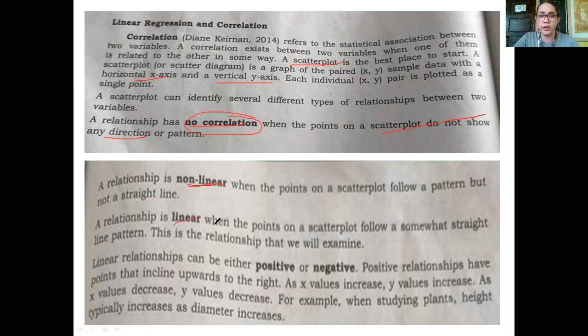And a relationship is linear when the points on the scatter plot follow a somewhat straight line pattern. I will show you the illustration of these later. So this is the relationship that we will examine, the linear. Linear relationships can be either positive or negative. It depends upon the situation or the given set of data that you have under correlation. As x values decrease, y values decrease. As x values increase, y values increase. For example, when studying plants, height typically increases as diameter increases. That is how we illustrate the relationship of your x and y under correlation.